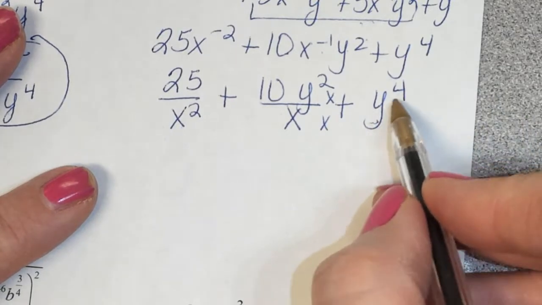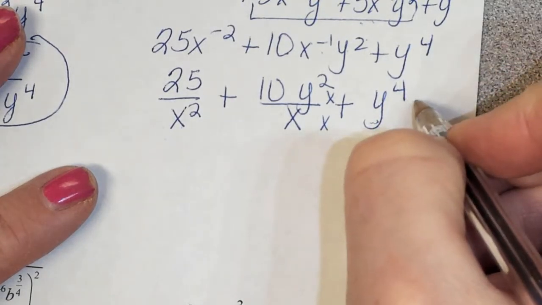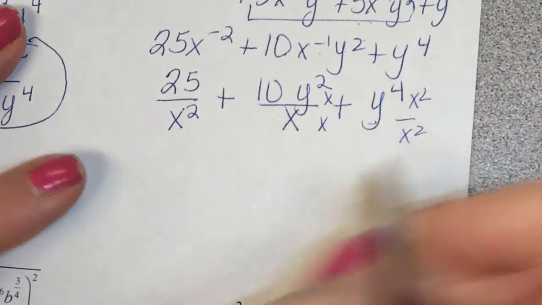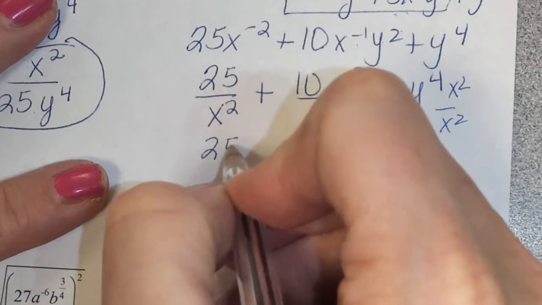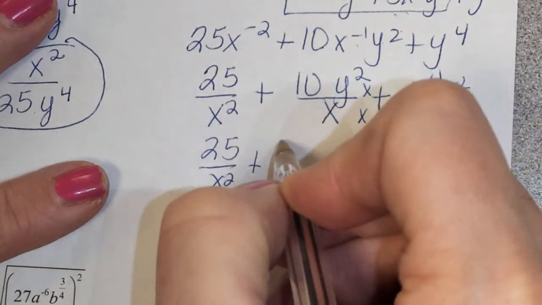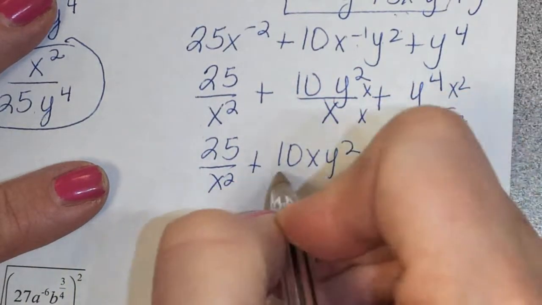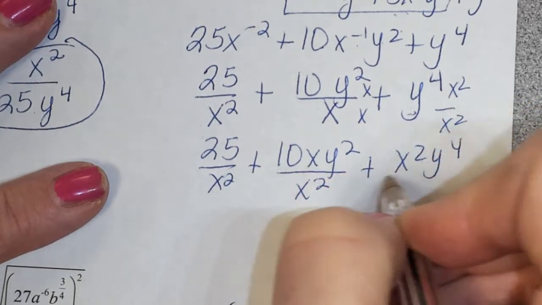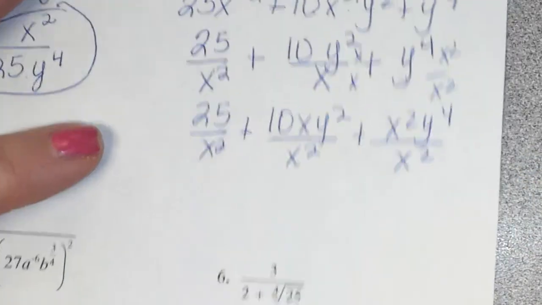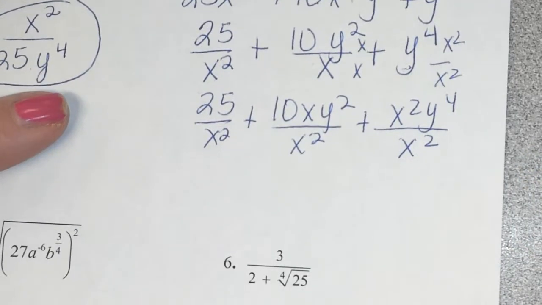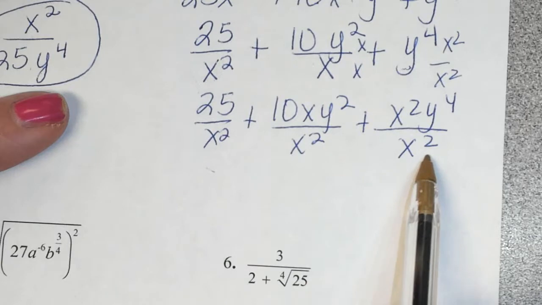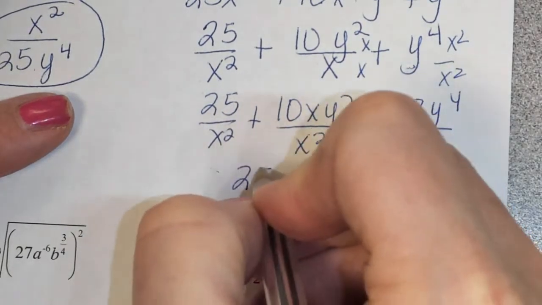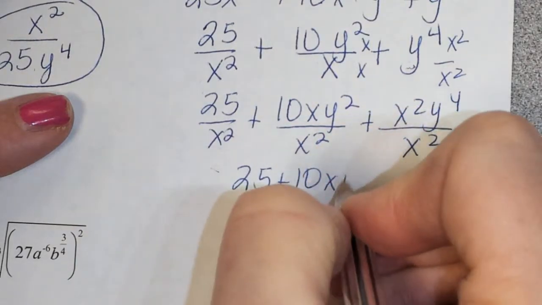Well, what am I going to have to multiply this one by? Everybody? X squared over x squared. So then we're going to have 25 over x squared plus 10xy squared over x squared plus x squared y to the 4th over x squared. So now we have a common denominator. So now we can write this whole thing just over x squared.